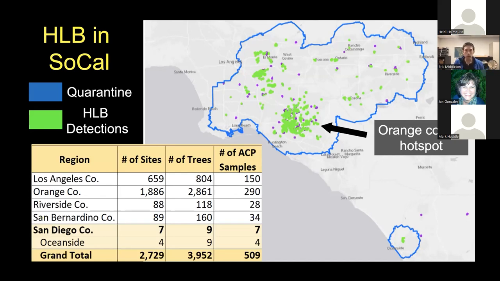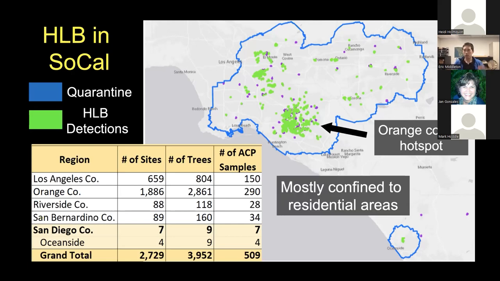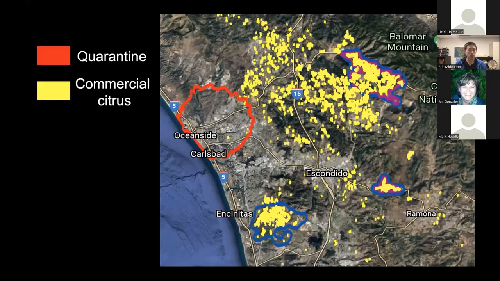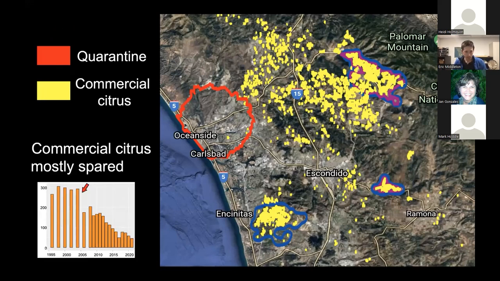And you can really tell by looking at this map that in terms of HLB in California, it's been mostly confined to residential areas. And this is reinforced if we look at that quarantine area around Oceanside. So here, the quarantine area is now in red, and the yellow, all those little yellow dots are areas with commercial citrus production. So as you can see from this, there's very little commercial citrus actually in the same general area where HLB has been found.